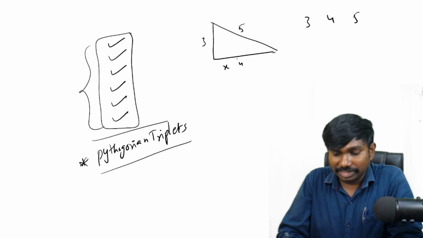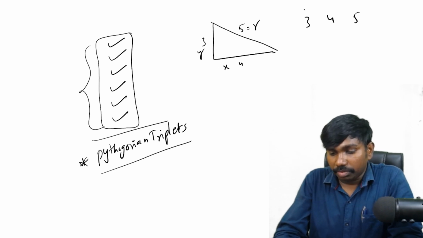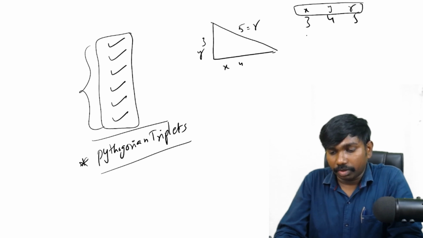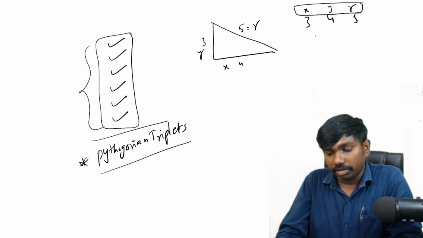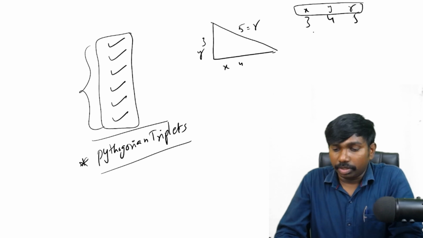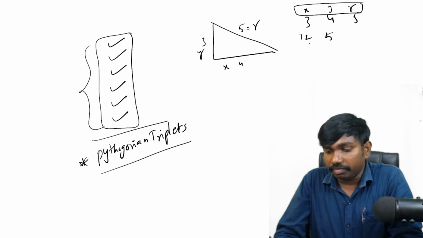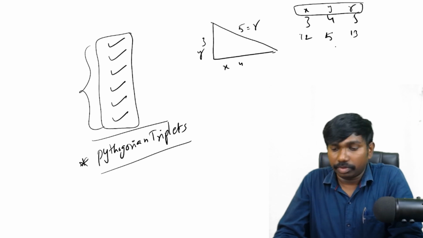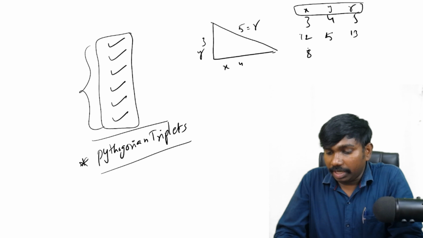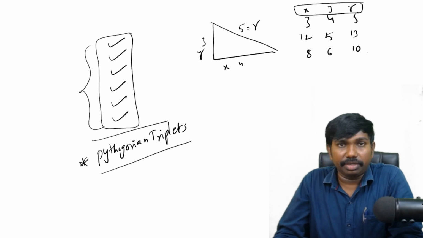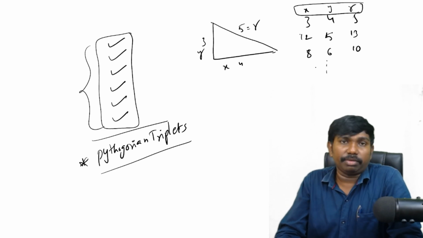If it is side x and this is side y and this is side r, so x, y and r, this is a triplet. So how many are possible? You can remember them. Okay, 3, 4, 5, like 5, 12, 13: 144 plus 25 is 169, which is 13 squared. Next 8, 6 will give you 10. In that way, you can remember a few.